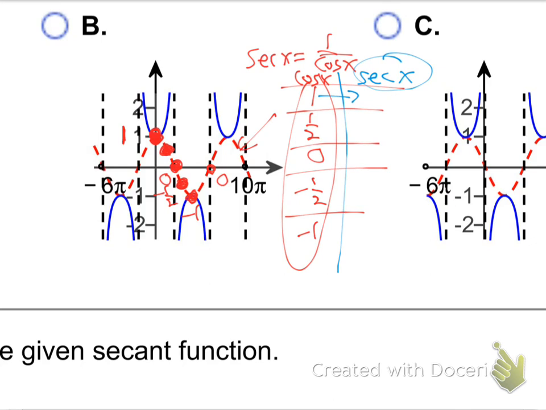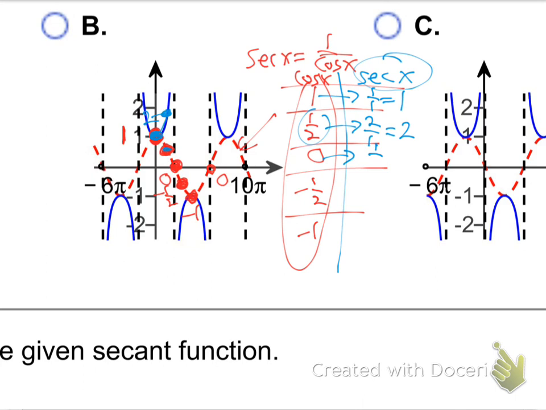You take 1 and you flip it. It's 1 over 1, which is still just 1. That's why the blue dot and the red dot are right on each other there. You flip 1, you're still at 1. But what if you flip a half? 2 over 1. 2. That's why this half is up here at 2, see it up there? It actually goes up. The flip of a half is 2. See why the secant graph starts going up?